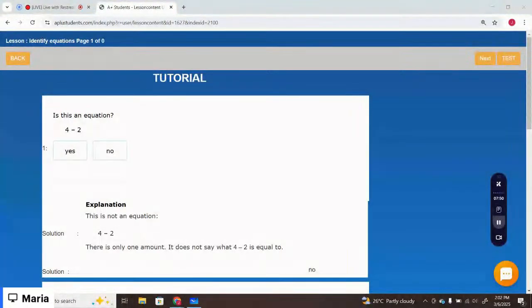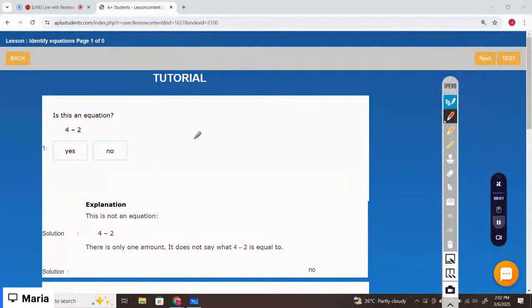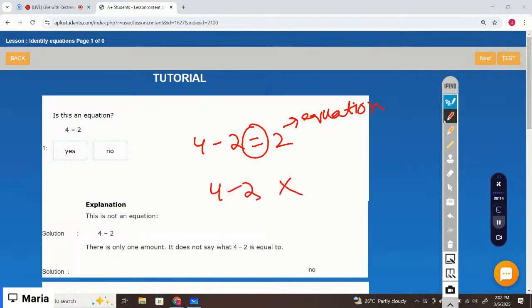Is this an equation? No, that is not an equation. The word equation you can relate with an equal sign, right? So if you have a mathematical expression given like this, 4 take away 2 equals, you have an equality sign, right? Then that would be an equation. But if that is written without any equality sign like this, 4 take away 2, then that is not an equation. That is only an amount, right? It does not say 4 take away 2 equal to what. So that is not an equation. The correct option is no.